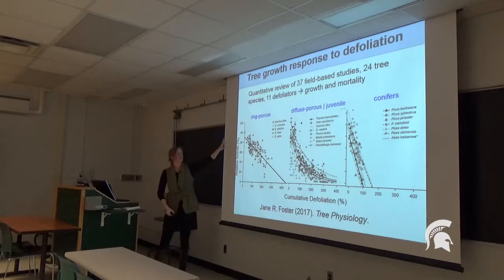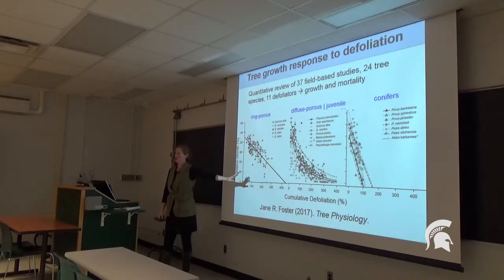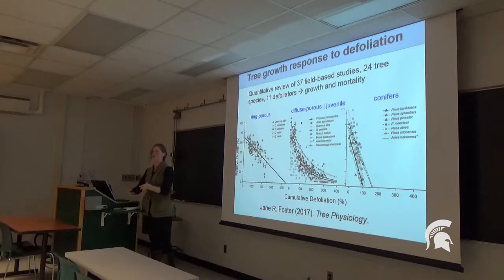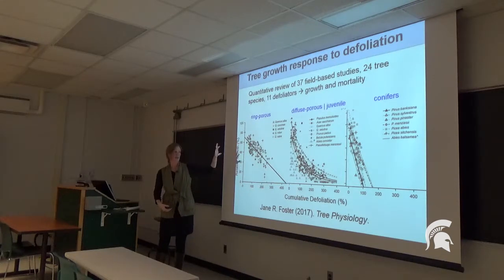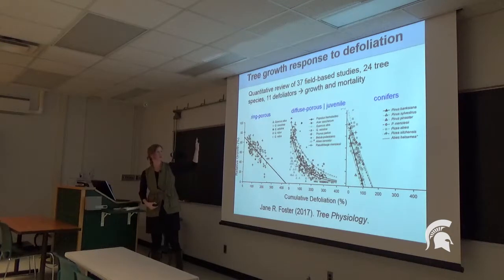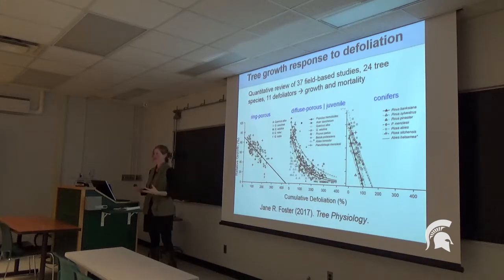So for this review, what I did was work really hard to take all the data that people had published that had both defoliation measured in the field and a response, like changes in wood growth or mortality, and put them on a scale that could be compared across studies. So this included over 37 field-based studies, 24 tree species, and 11 defoliators, and looked at tree growth and mortality.